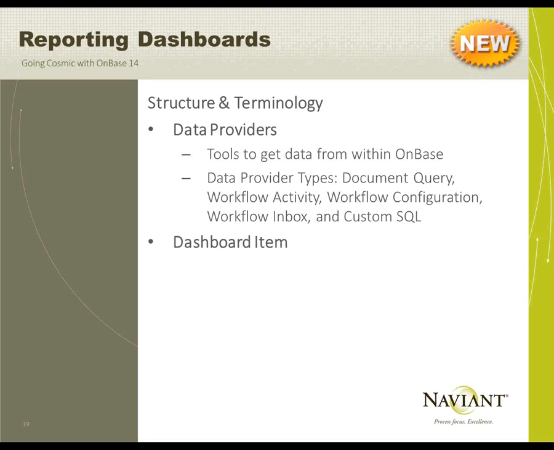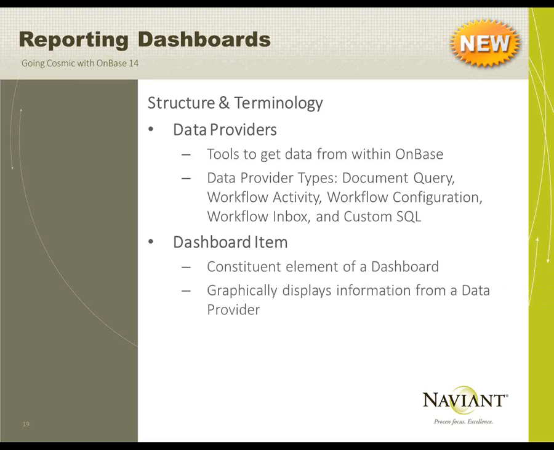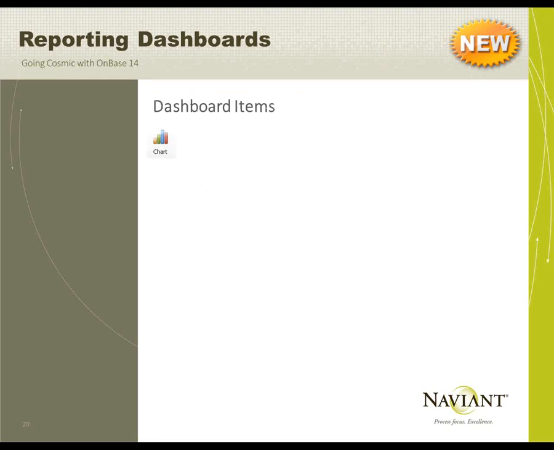Next is the dashboard item. And these are your components, your constituent elements within your dashboard. These are the pieces that show up there, so your different graphs and tables that you can show within the dashboard. Like I said, they graphically display the information from these data providers. You can associate one or more data providers with a specific dashboard, and those items will be pulling from a specific data provider. We're going to go into what some of the items look like, because I think there's a lot of flexibility there. They're pretty cool. They can show you information in a lot of different ways.